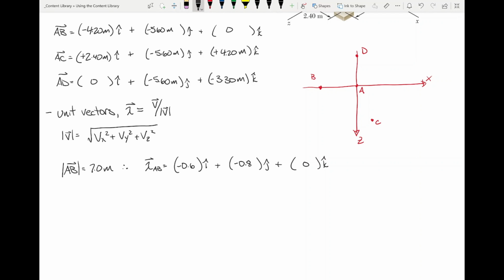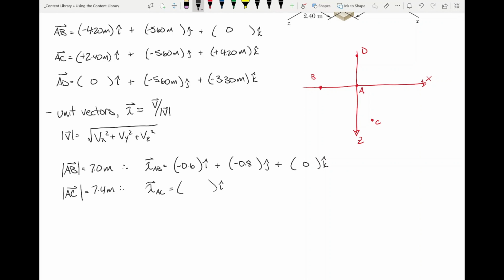Now, AC is not going to come out that pretty, by the way. I'm just going to tell you. What is the magnitude of AC? 7.4. So what's going to happen with AC is the numbers are going to be messy, I'm just going to level with you.